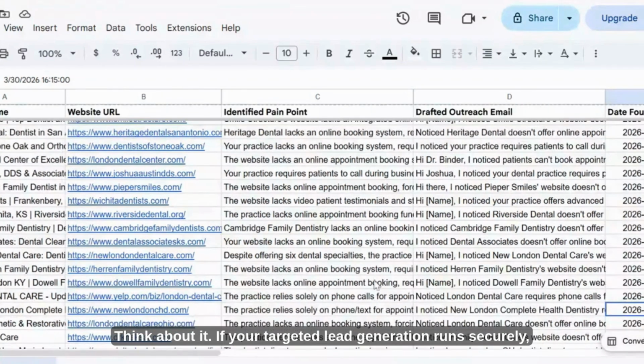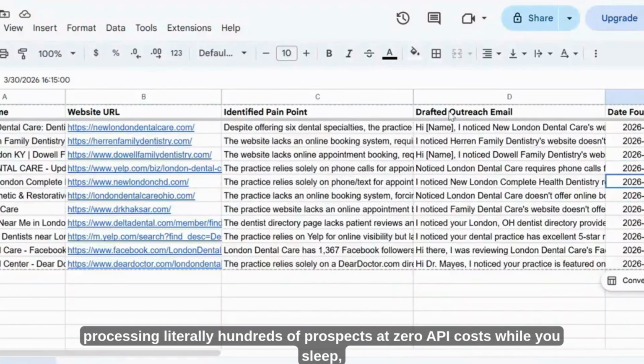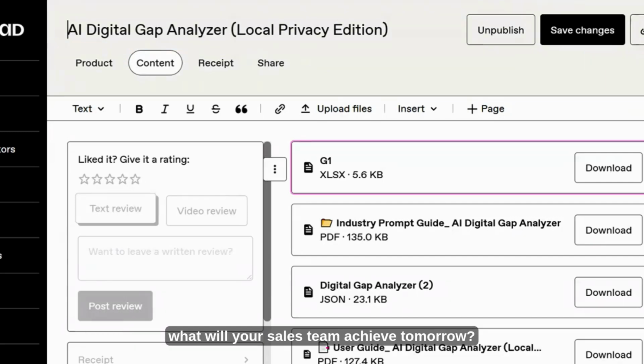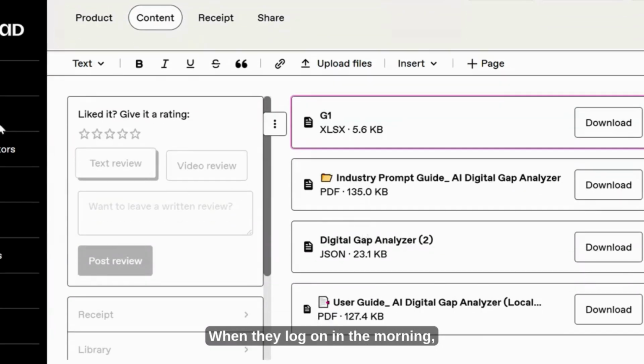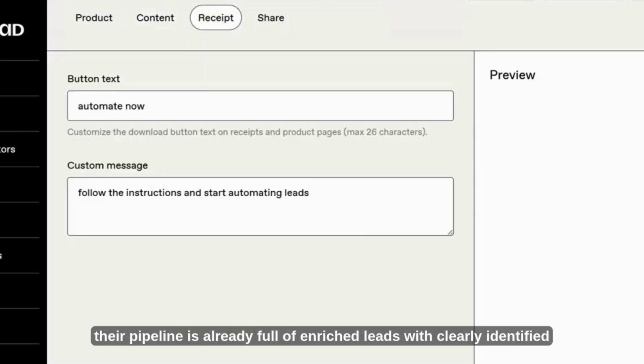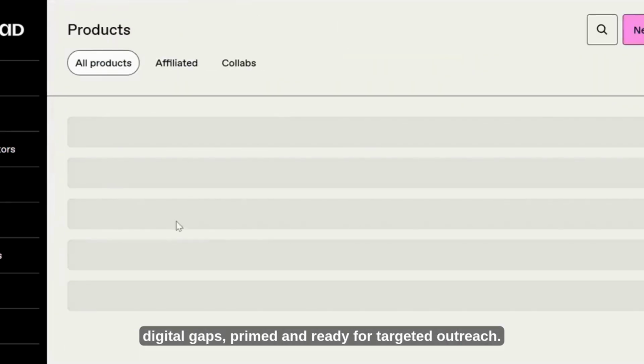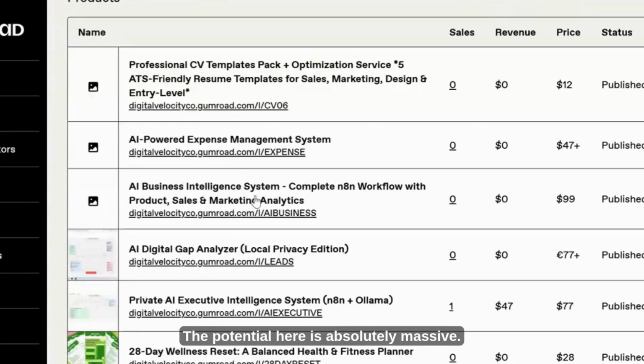Think about it. If your targeted lead generation runs securely, processing literally hundreds of prospects at zero API cost while you sleep, what will your sales team achieve tomorrow? When they log on in the morning, their pipeline is already full of enriched leads with clearly identified digital gaps, primed and ready for targeted outreach. The potential here is absolutely massive.